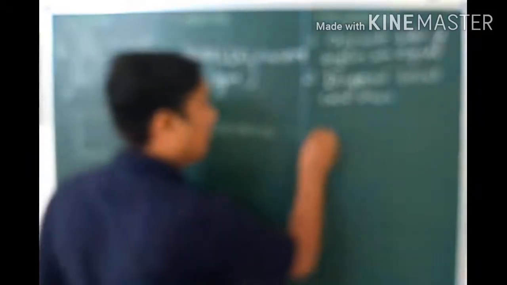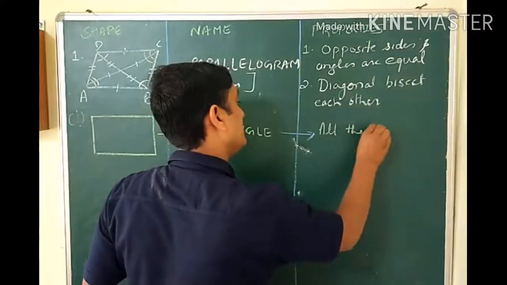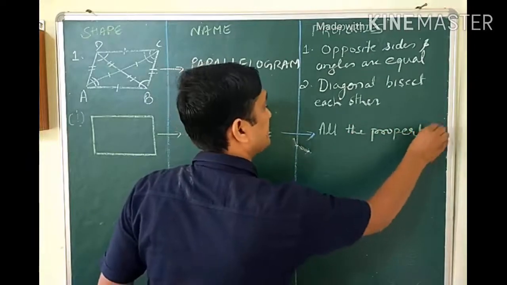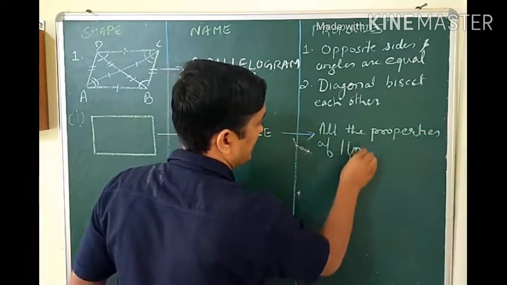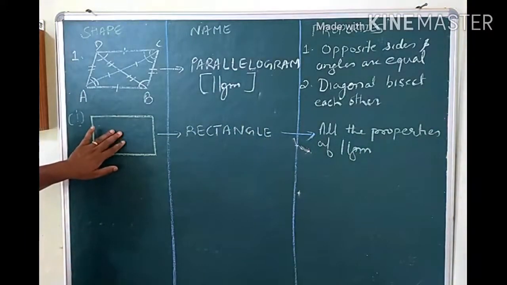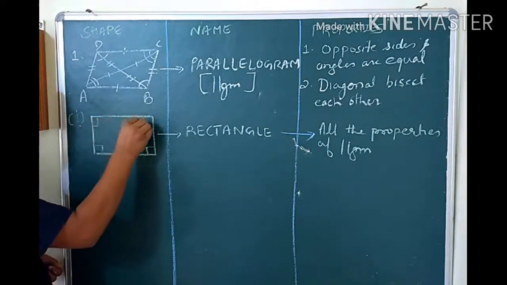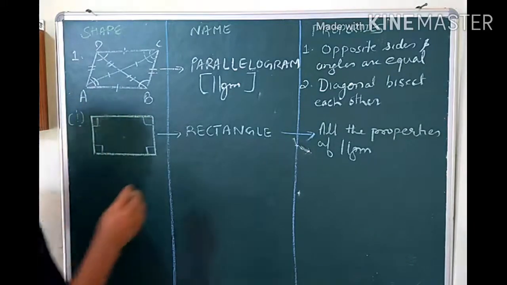Rectangle. Children, as a rectangle is a type of parallelogram, it possesses all the properties of a parallelogram. But the difference is this: in a rectangle, each of these four angles equals 90 degrees.